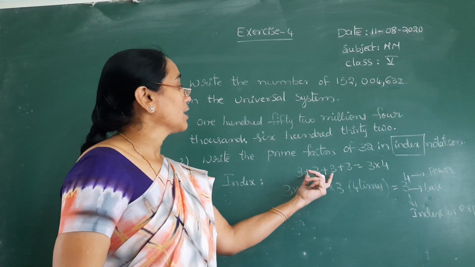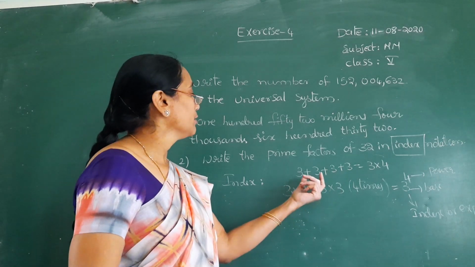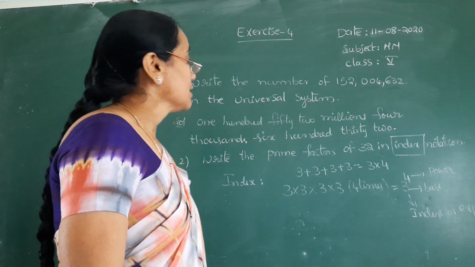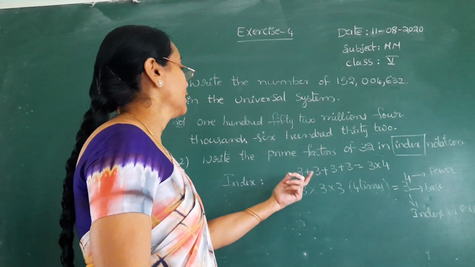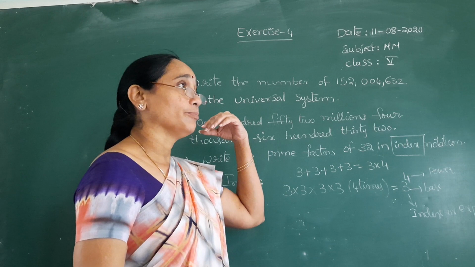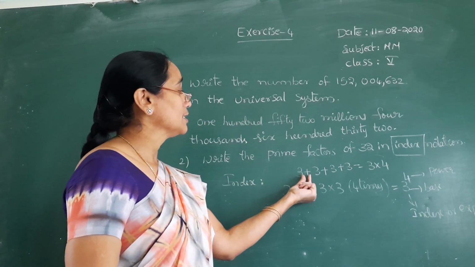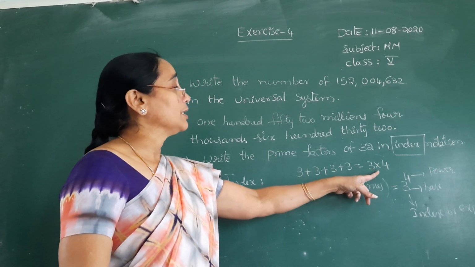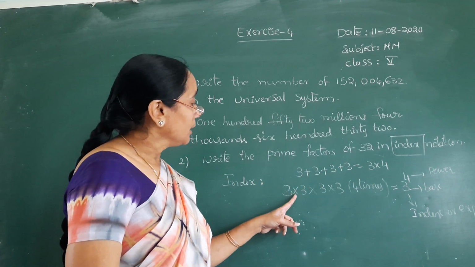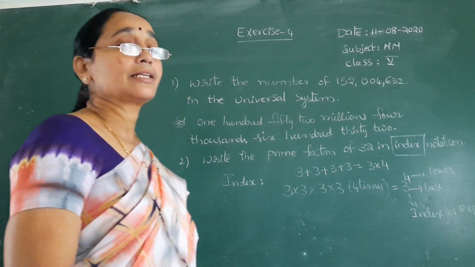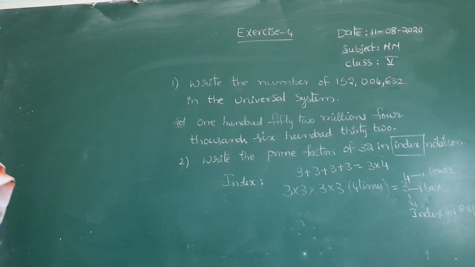So many students are confused when writing this. In the higher section, some students wrote 3 plus 3 plus 3 plus 3 is 3 power 4. But here the given sign is addition. In addition, you do not write it as a power. If you multiply the same number so many times, you write it in index form or exponential form.